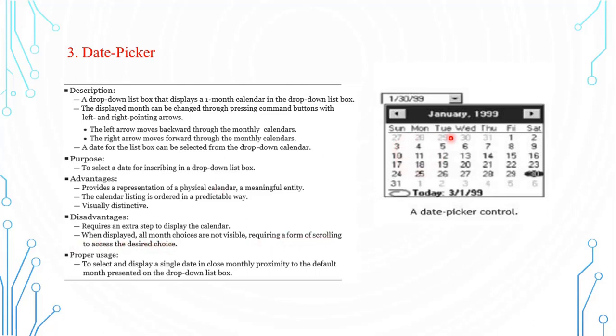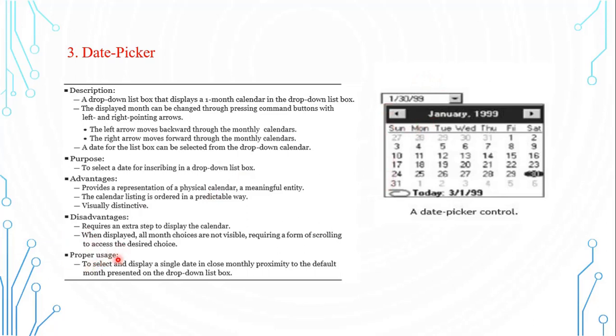and require a form of scrolling to access the desired choices. So suppose you want to access the month of September, then you have to keep clicking the button. You cannot directly access the particular button. Suppose you want to change the year, then again you may have to do certain tasks to change the year in this case. So that is one of the disadvantages, or else it is very helpful.